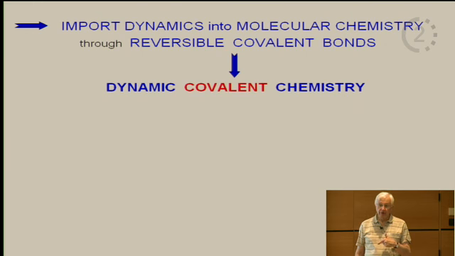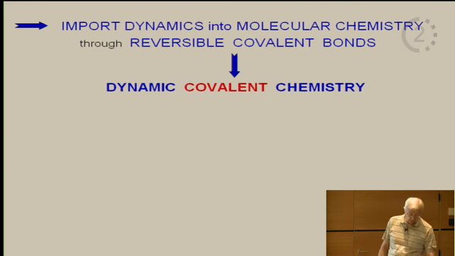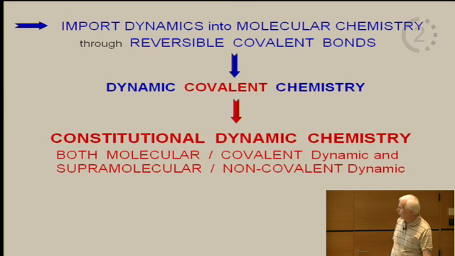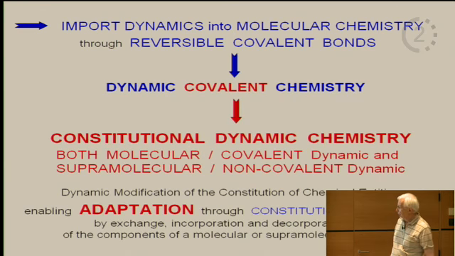But what happens if you make the molecules unstable? If you introduce reversible covalent bonds, then the molecule can dissociate, reform, or maybe exchange its components. And that is a dynamic covalent chemistry. Putting both things under the same heading leads to the idea of a constitutional dynamic chemistry, which then makes possible adaptation by variation of a constitution.